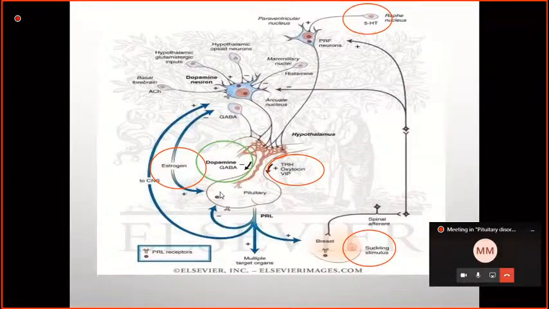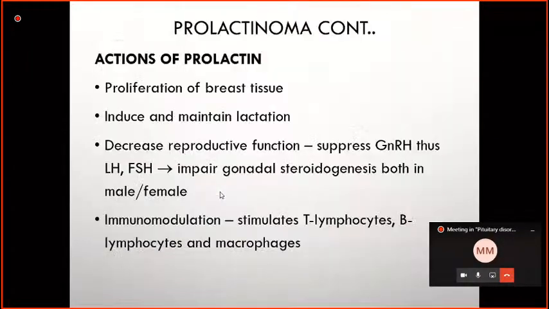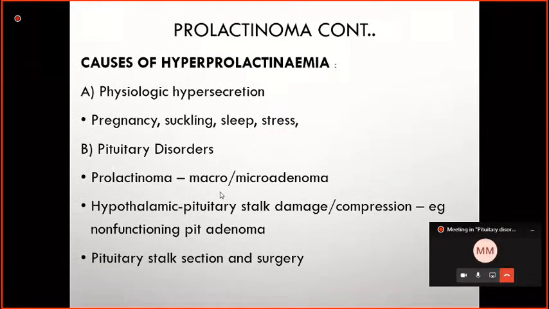Again, I don't want to go into this. This is just to supplement your notes, so that it is easy for you to refer to when you read the notes. We've talked about the action of prolactin. Remember, besides lactation, prolactin also suppresses your GnRH. That's why a patient can come with amenorrhea and infertility. On top of that, it also has some immunomodulation effects. We have talked about this just now.